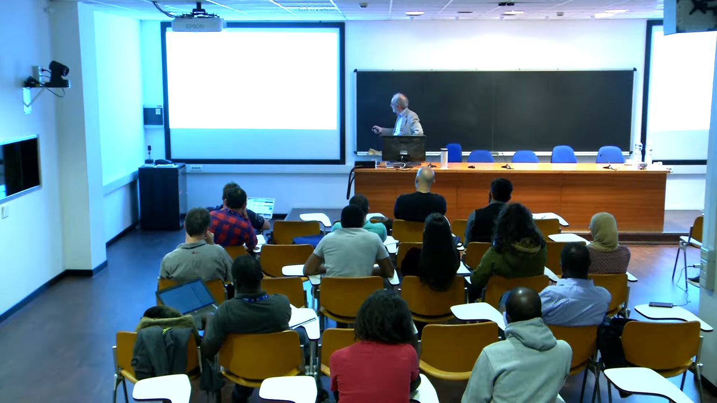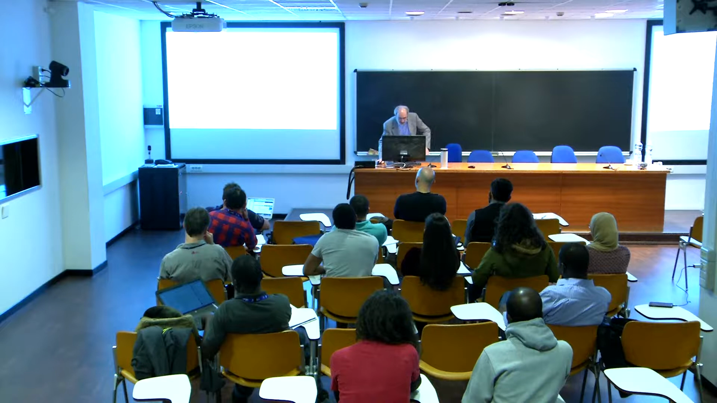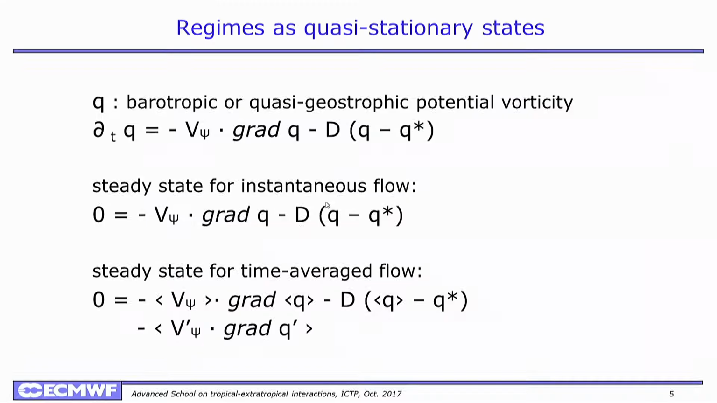So in a multiple equilibria approach, you just look for steady states of the instantaneous flow. You can just set the time derivative in this equation to zero, and then you can look for instantaneous stationary states of this equation. This equation is nonlinear because you have the product of wind times the gradient of potential vorticity, so it may admit multiple steady states, and one can look for them.